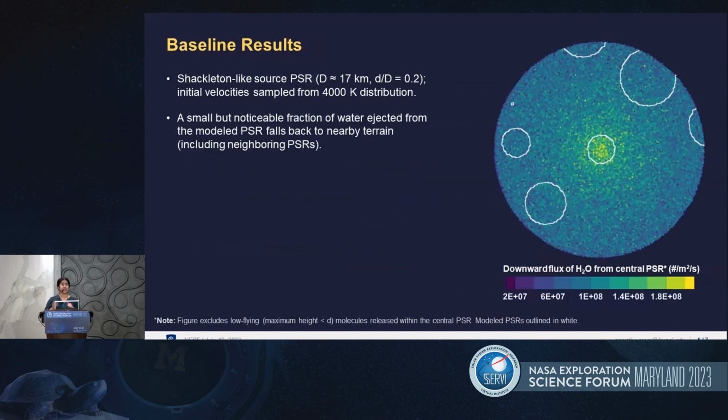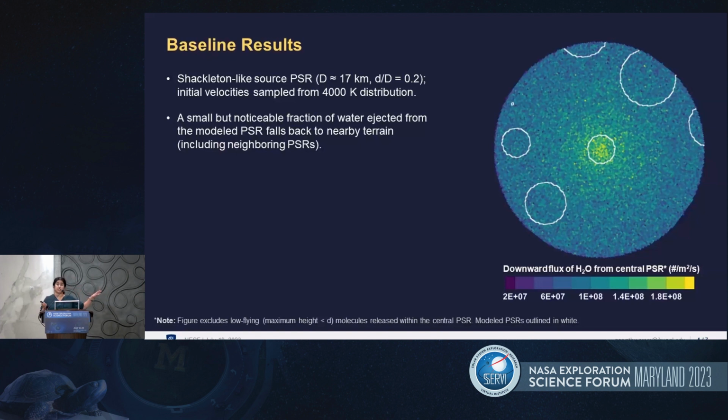So in this case, we assumed a Shackleton-like crater in the center, and we sampled that velocity distribution from a temperature of 4,000 Kelvin, which is what you would expect for micrometeoroid impacts. And the colors on this plot show the downward flux of H2O. So this is how much H2O, in terms of number of molecules per square meter per second, is falling back, both within the PSR and to surrounding terrain.